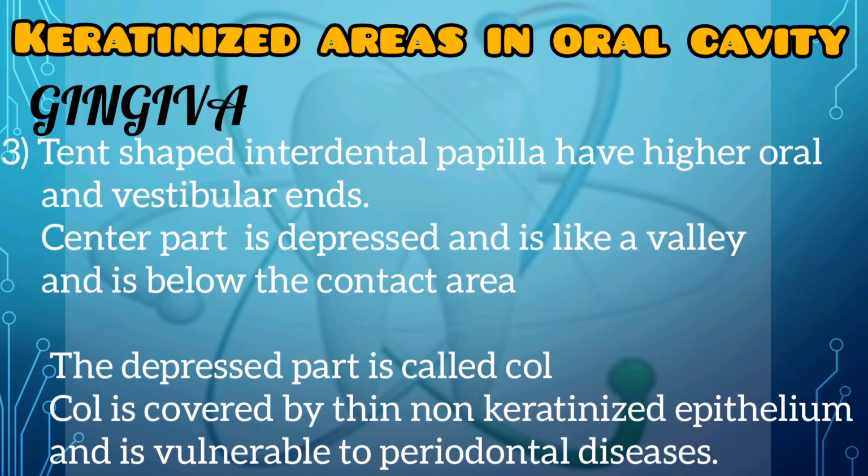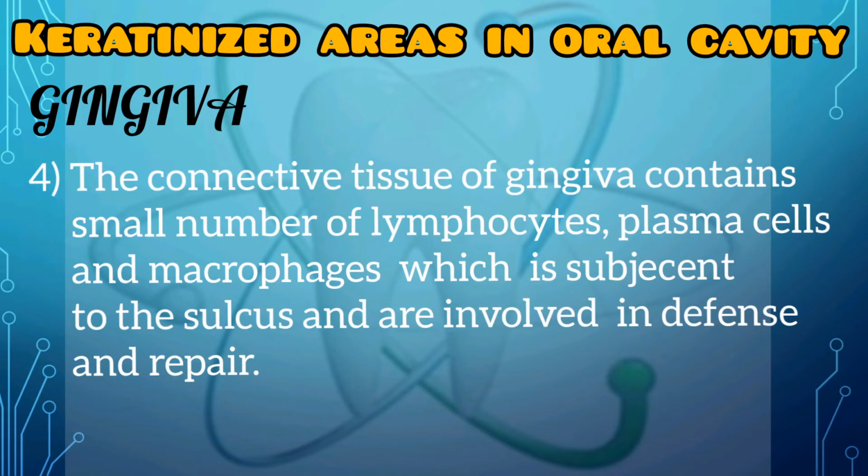When the interdental papilla is tent-shaped, the oral and the vestibular corners are high and the central part is like a valley. This depressed part is called the col, and this col is covered by thin non-keratinized epithelium and is vulnerable to periodontal diseases. The connective tissue of the gingiva contains a small number of lymphocytes, plasma cells and macrophages in the normal gingiva, which is subjected to the sulcus and are involved in defense and repair.